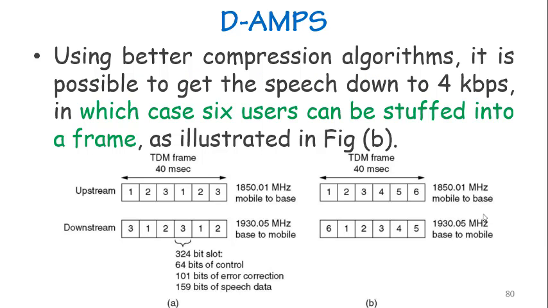You can see this figure. It has a total of 40 milliseconds, and you can see 1, 2, 3, 1, 2, 3, which means you can allocate three different users. And do remember that you have to allocate one frequency for upstream and one frequency for downstream. So you have to allocate two, one is not sufficient. But later they modified it to serve six users at the same time. You can see in the second diagram, B, where one set is allocated to upstream and one set is allocated to downstream.